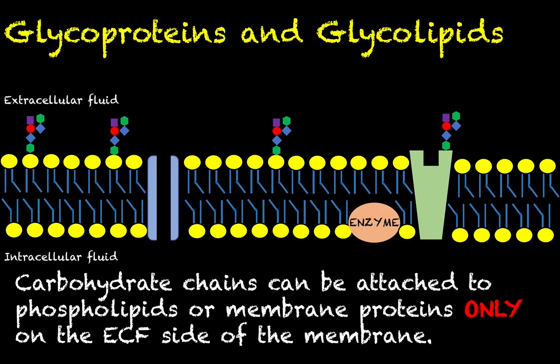So the important thing I want you to take away from our discussion on glycoproteins and glycolipids is actually a very simple one. These carbohydrate chains are only ever found on the surface of the membrane that faces towards the extracellular fluid. You will never, ever, ever find these carbohydrate chains pointed towards the inside of the cell or pointed towards the intracellular fluid. Doing it this way allows for the cell membrane to have some polarity to it and allows the cell to always be able to tell which side of the membrane is which.